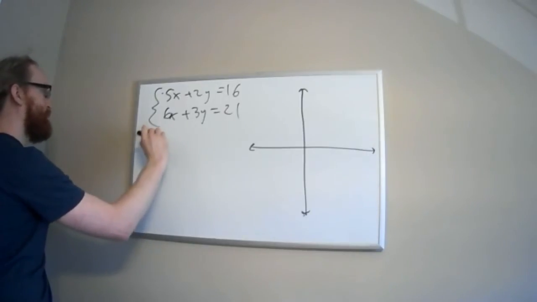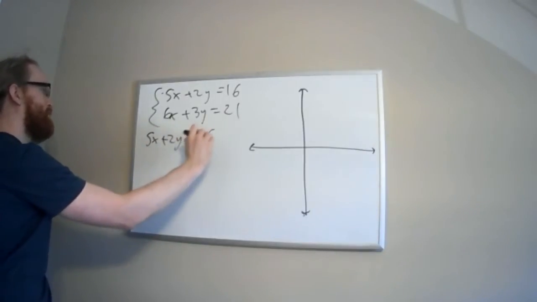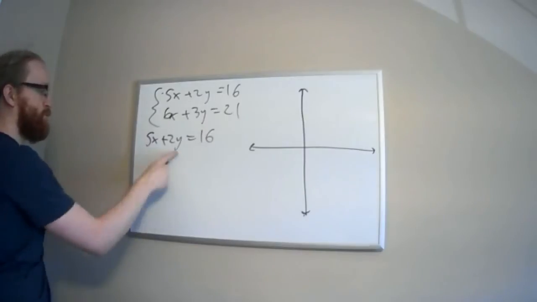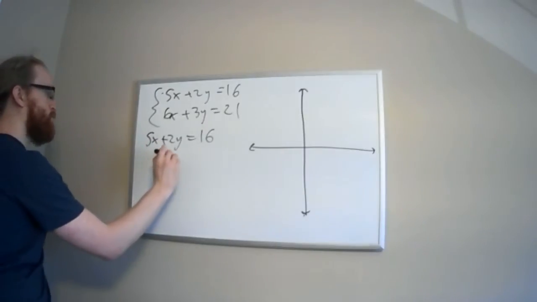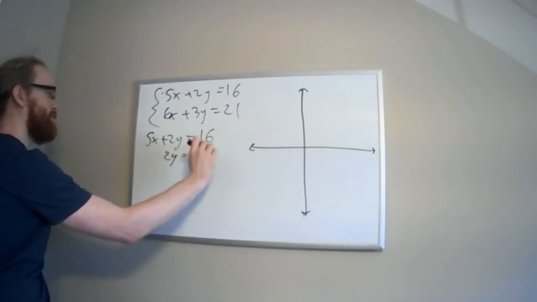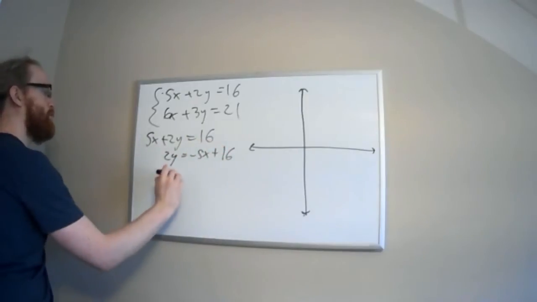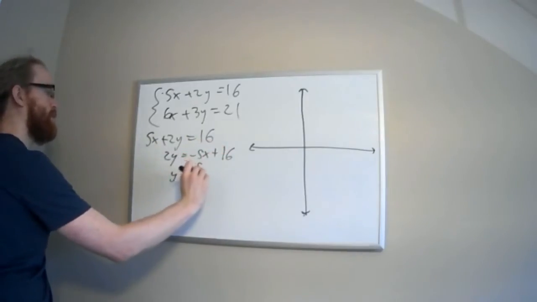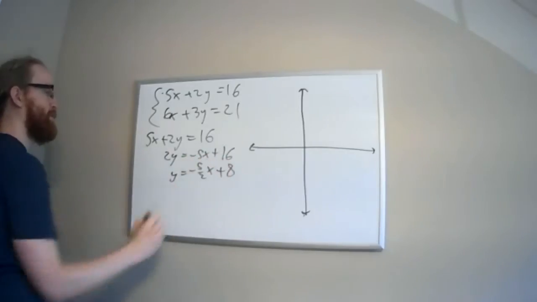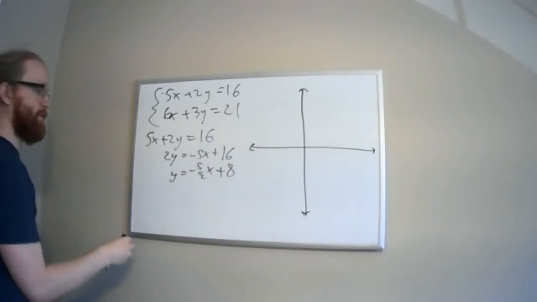I have 5x plus 2y equals 16. For slope-intercept form, I'm just going to solve it for y, so that means 2y equals negative 5x plus 16, and then y equals negative 5 over 2 x plus 8. I just divide both sides by 2, and I get this.